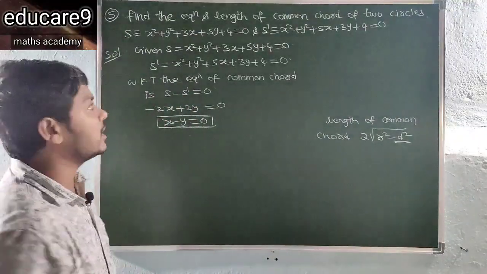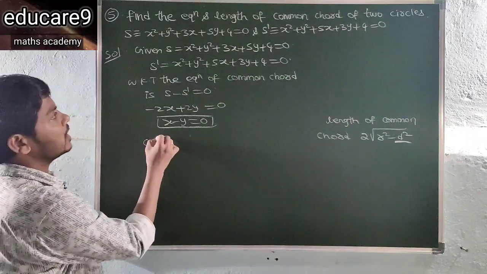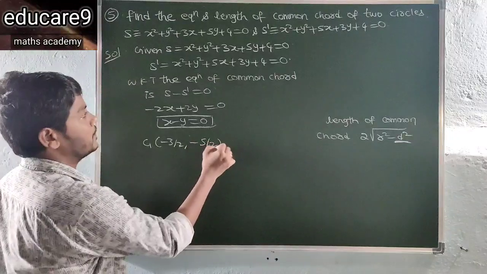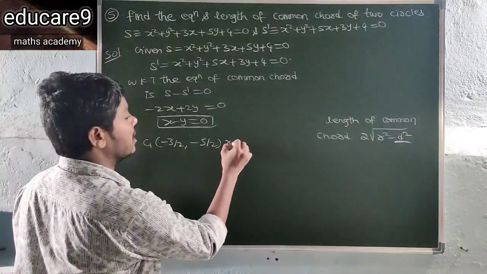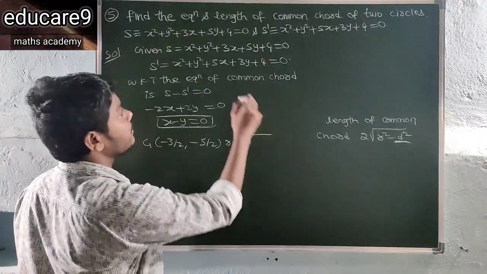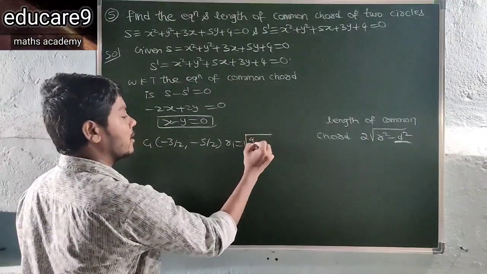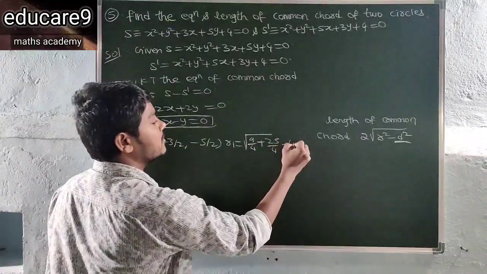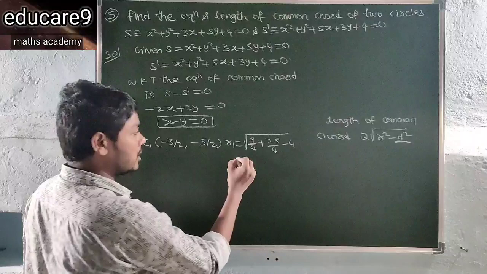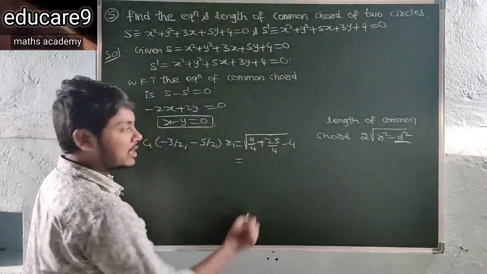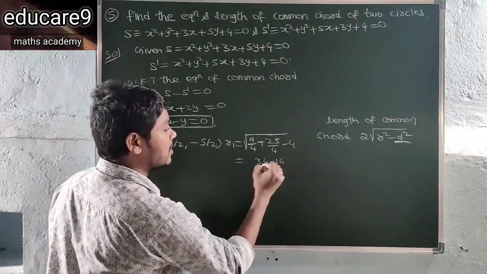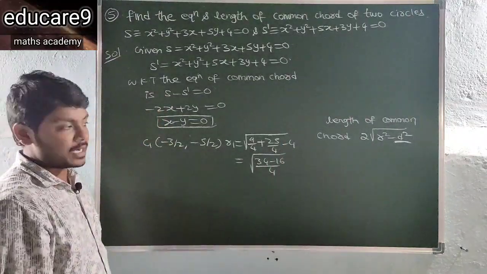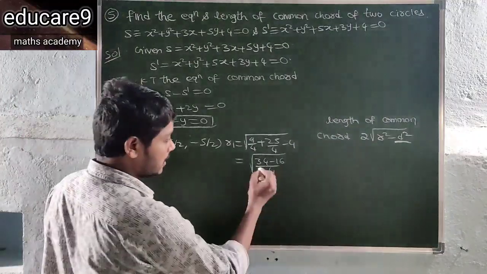So here, first find the center of the circle. C1 is what? Minus 3 by 2 comma minus 5 by 2. And radius R1 is what? Square root of 9 by 4 plus 25 by 4 minus 4. Okay, so clearly, this is what? 25 plus 9, 34, minus 16, by 4. Okay, so clearly 34 minus 16 is 18.